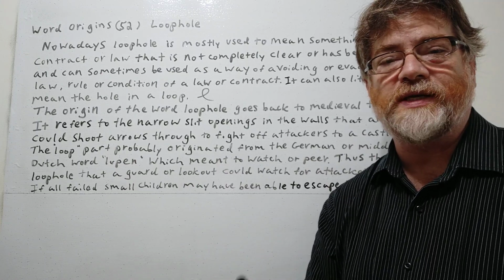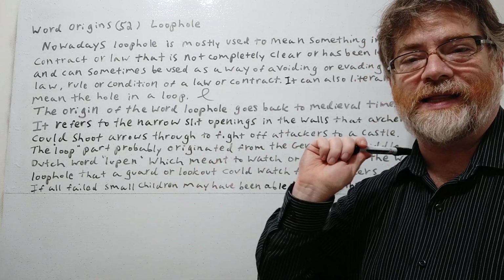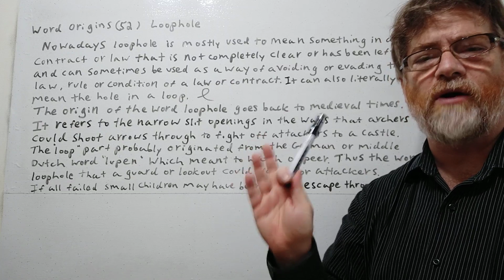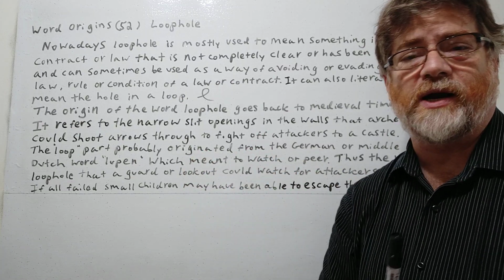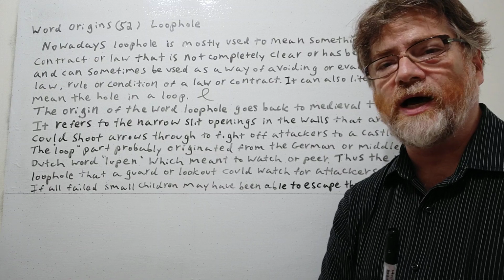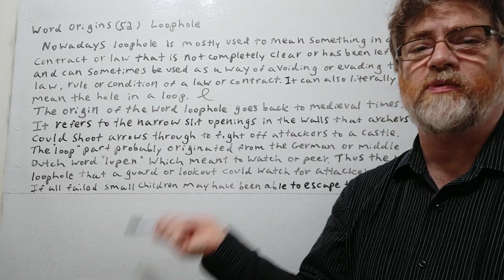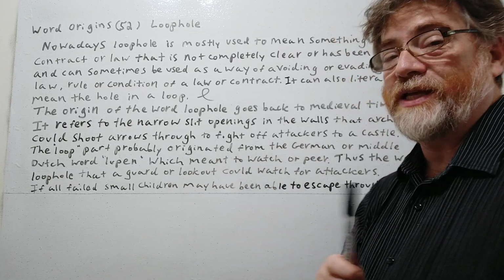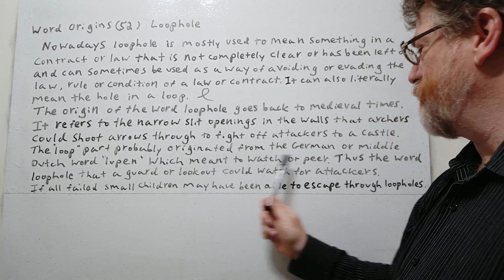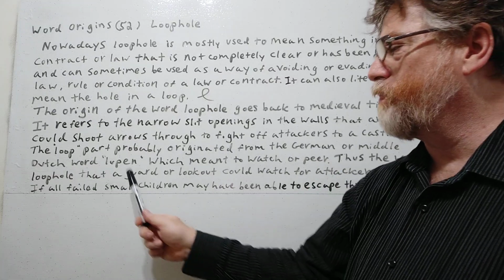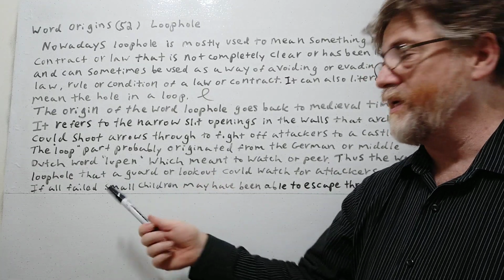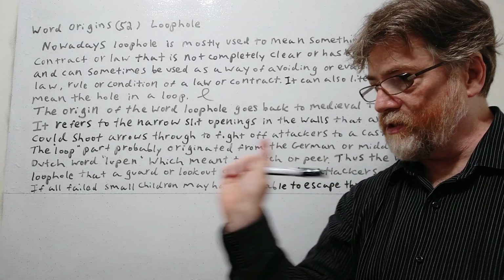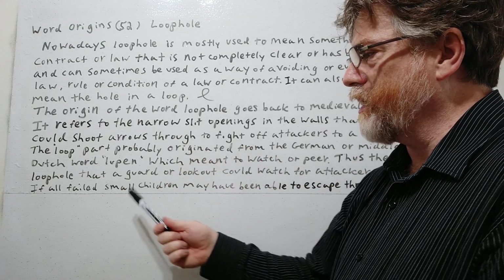It was very hard for the attackers to fight back and get another arrow into that hole, because that hole was a bit narrow, and sometimes it was even on an angle too. So it was easy to shoot at the attackers, but it wasn't so easy for them to shoot back into the hole. That's why they worked very well, which meant to watch or peer. Thus, the word loophole basically means that a guard or lookout could watch for attackers by looking through that. All right, it's good to note this too.